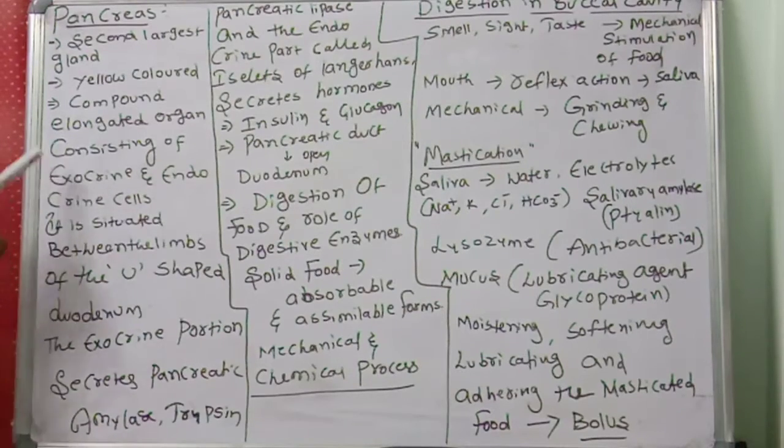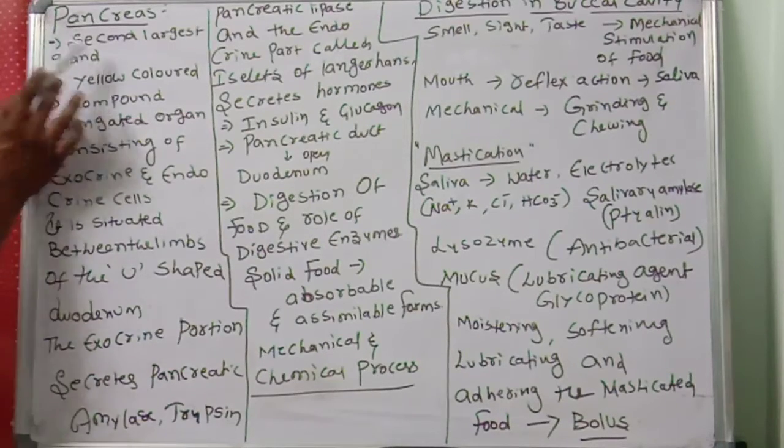That's why the pancreas is a mixed gland. What is it called? Mixed gland. Why? Because it consists of exocrine glands and endocrine glands. What is exocrine? What is endocrine? Exocrine secretes the enzymes. Endocrine secretes the hormones. So enzymes and hormones are both secreted in this place. That's why the pancreas is called a mixed gland.